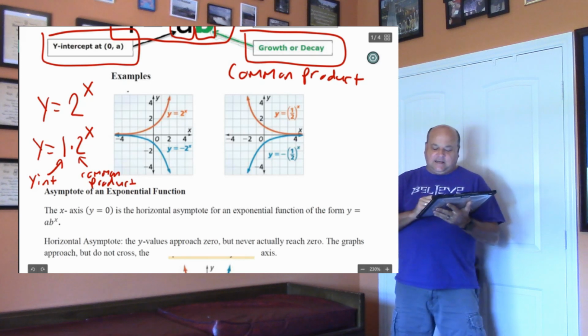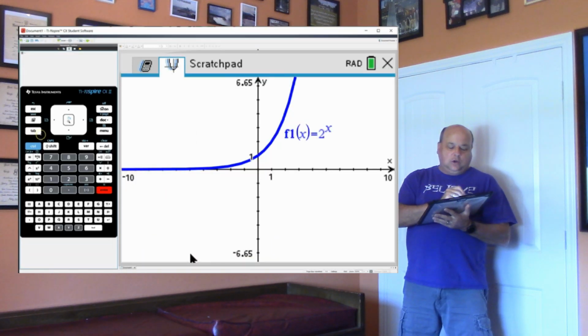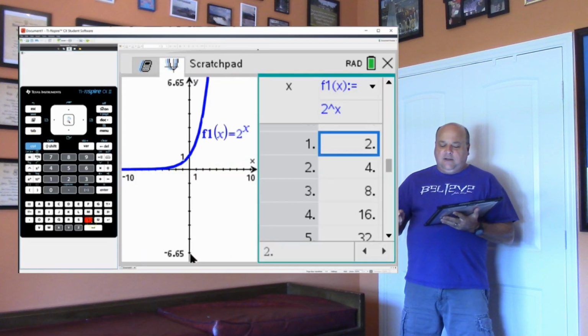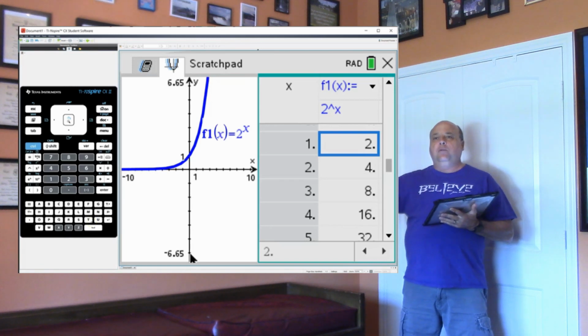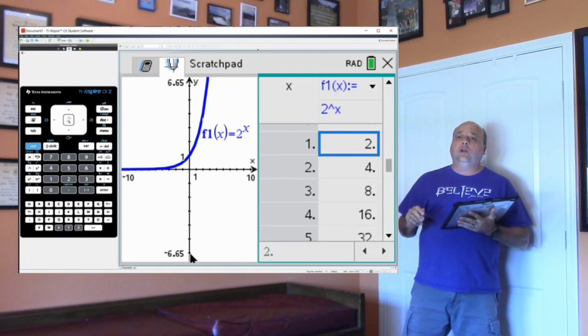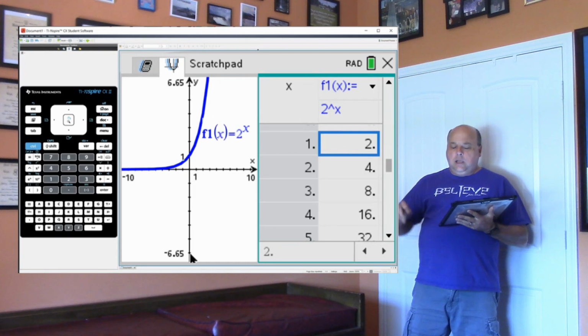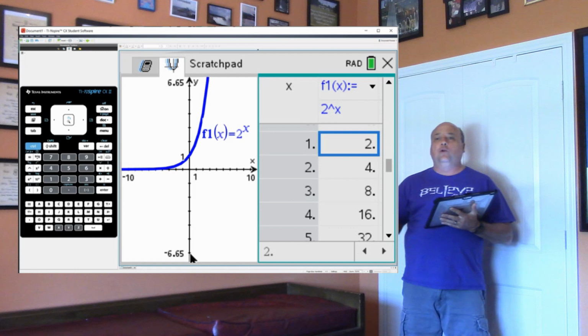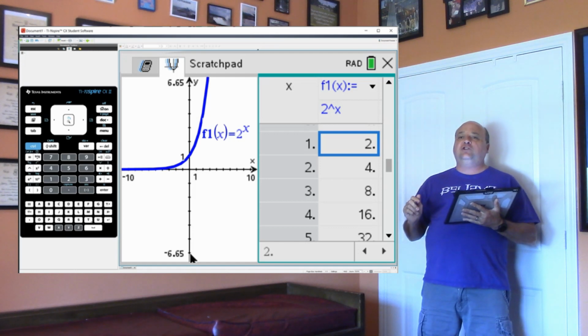Now then, let's look at the table of this. So I'm going to hit Control-T to get the table. And if you look at the table, the numbers in the y's are all getting multiplied by 2, right? So if you go down, the x's increase by 1, but the y's are getting doubled. That's because our common product is 2.